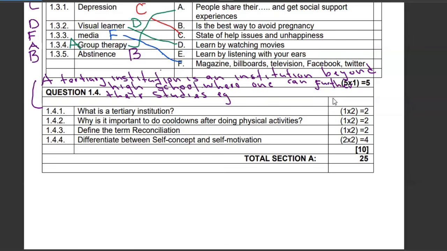For example, a university or a TVET college. So a university or a TVET college can be referred to as a tertiary institution. So this is the correct answer for 1.4.1. So let's go to the next one, 1.4.2.